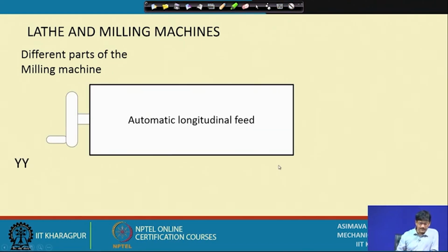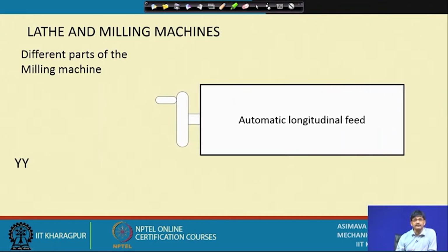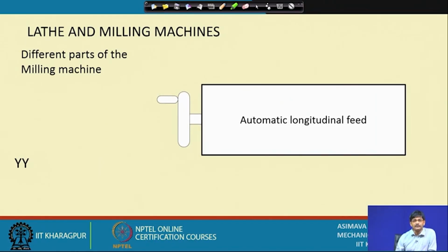So, let us see how automatic longitudinal feed is obtained on the table. What does the table do? The table moves this way. See, the handle is also rotating automatically. So, by this we understand that if the table is moved automatically, the handle also rotates. How is this made possible? Let us have a quick look.